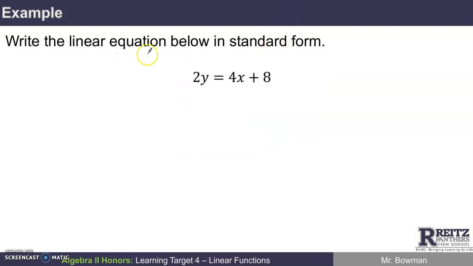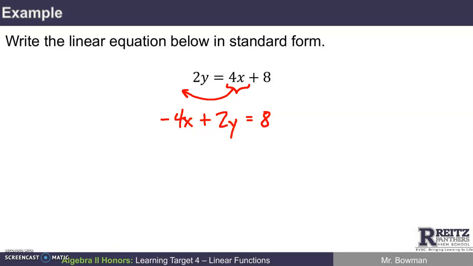Let's work a different one now. Write the linear equation below in standard form. 2y equals 4x plus 8. There's a bunch of ways you could go about attacking this first. What I don't have is the x and the y terms on the same side of the equation. So I want to do something that's going to get the x and the y together. I'm going to choose to take my 4x and move it to the left side of the equation, and in doing so change its sign. Negative 4x plus 2y equals only 8. And I've got x and y terms together on the left side of the equation.